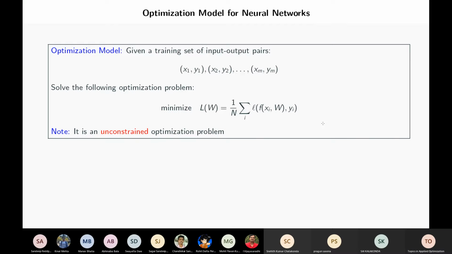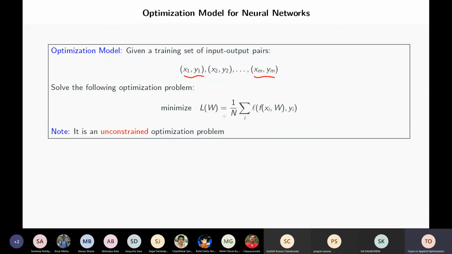Okay, so good afternoon. We were here last time. We discussed the optimization model for neural networks, and we recall that the samples were given by this. So X_i are the features and Y_i are the labels.